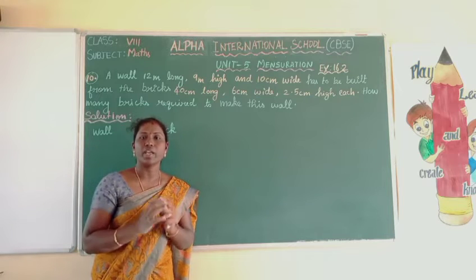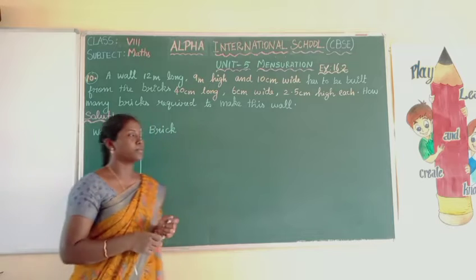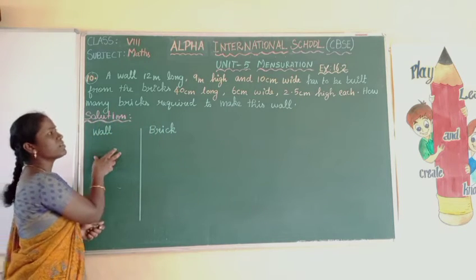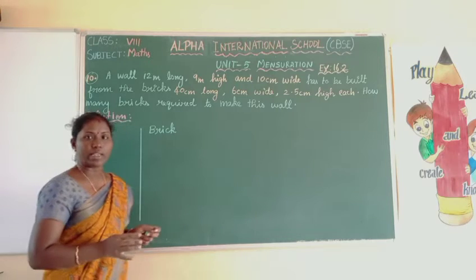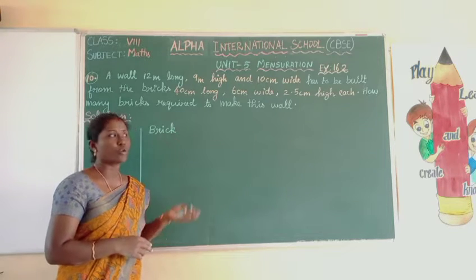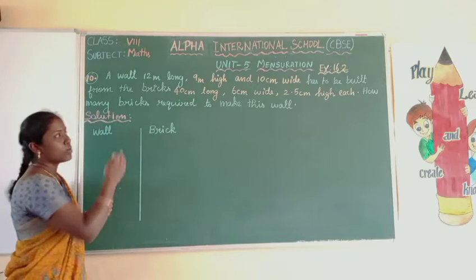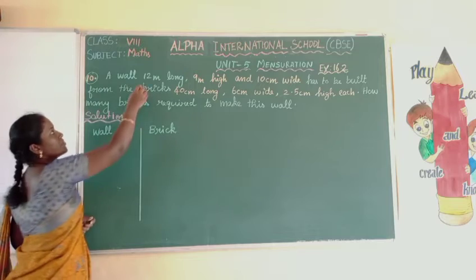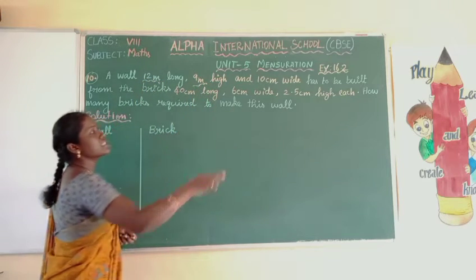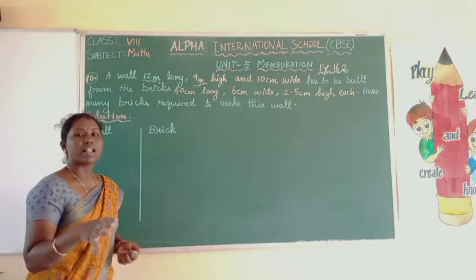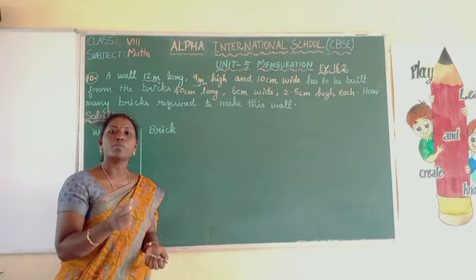So for that, first we have to find the volume of the wall and the volume of each brick. See here, they gave the measures for both wall as well as brick. Both are in the shape of cuboid only, isn't it? We are going to find the volume using whatever is given here. See, the first two only are given in meters, the other things are in centimeters. While calculating, all the measures we are going to substitute should be in the same unit.